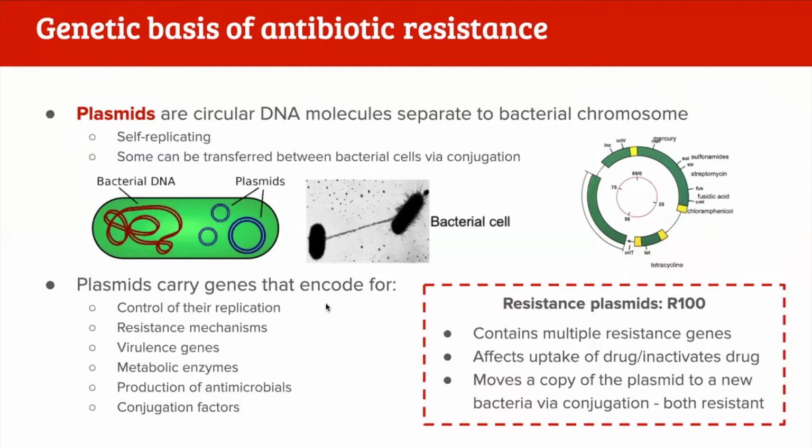Okay, so plasmids carry genes that encode for the control of their replication, resistance mechanisms, virulence genes, metabolic enzymes, production of antimicrobials, and conjugation factors. So you can see here, this is an example of a resistance plasmid, R100, that contains multiple resistance genes. So it's resistance to tetracycline, sulfonamides, etc., etc. This affects the uptake of the drug, and it also inactivates the drug. It can also move a copy of the plasmid to a new bacteria via conjugation again. Then both bacteria will become resistant.